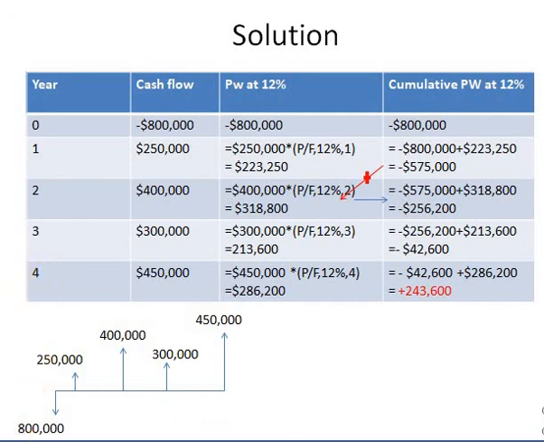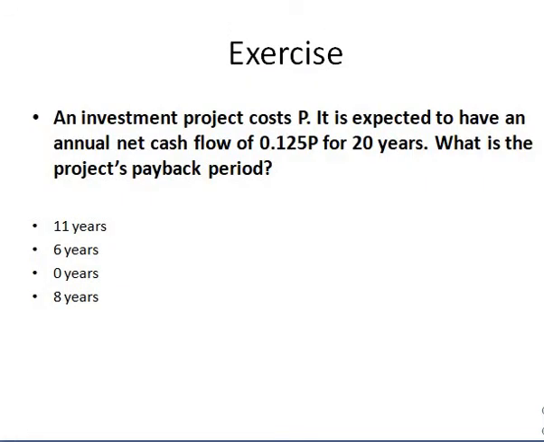So you see it's slightly larger than the number that you got from the previous example, where I didn't take into consideration the time value of money. So this is more accurate, and it is a rough estimation to tell you that I need 4 years to get back the initial investment that I paid.